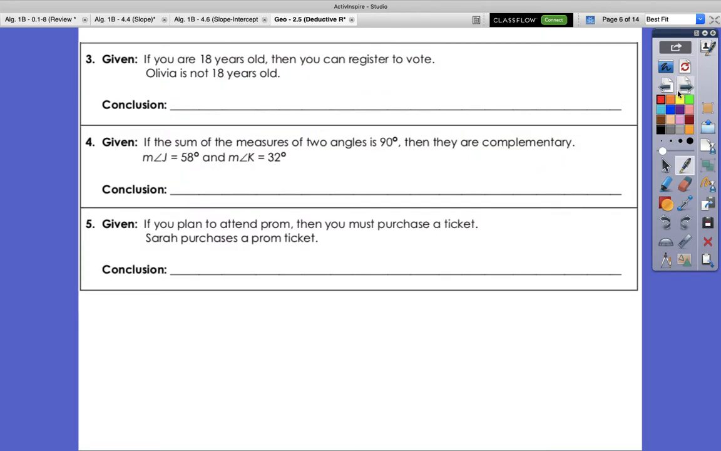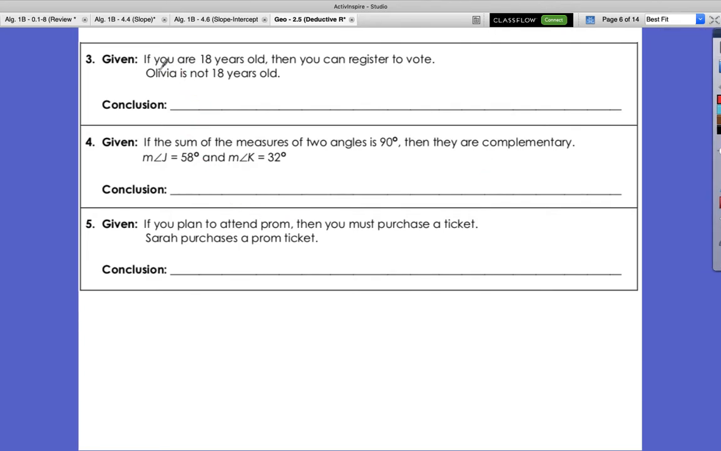Continuing on, we have number 3. If you are 18 years old, then you can register to vote. Well, you are 18 years old is P. You can register to vote is Q. Now we're told Olivia is not 18 years old. This is not P.